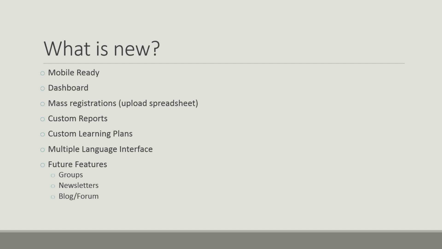Now they are going to be able to do mass registration. So if you have 30 students that you want to upload, you do it just by uploading a spreadsheet instead of registering one person at a time. They are going to have the opportunity to do custom reports.